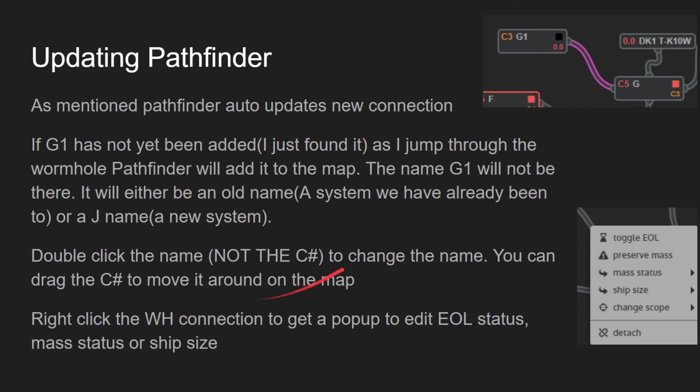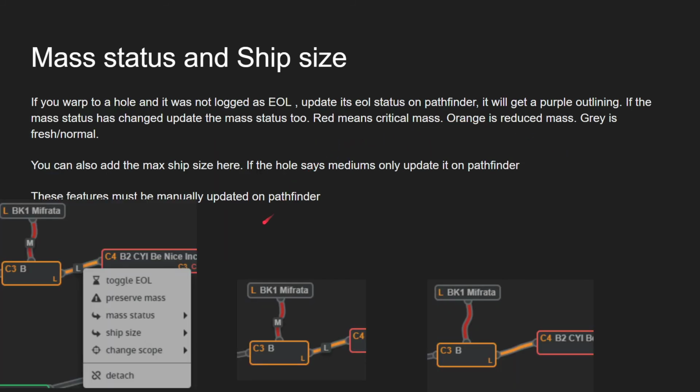You know, the footnotes I put, no. So as I mentioned, the mass status and the ship size. Here's red, orange, and we can see the kind of gray. Gray is standard, it's good. Orange is reduced, red is critical. We can see here, going through ship size, we can put M or L, medium, large. We can also put small, and there's also XL, but those only ever occur between two C5s or to a C6. They don't ever occur from C5 to C4 or anything sub C4. They're only C5 plus.